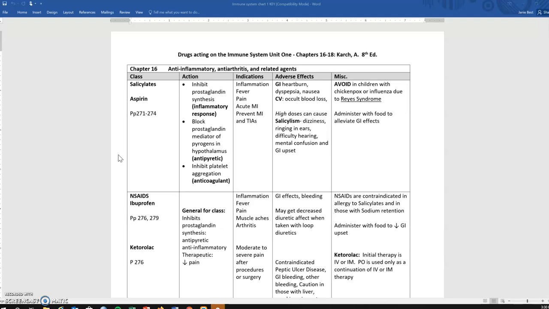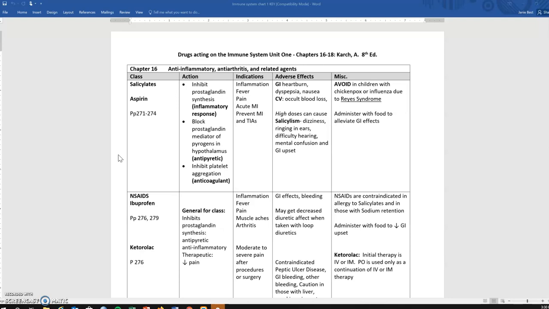There are many types of drugs that impact the inflammatory response, and the sites of inflammatory agent action are described in a chart in chapter 16. The salicylate example that we're using is aspirin. It inhibits prostaglandin synthesis, which causes the inflammatory response. It blocks prostaglandin mediators of the pyrogens in the hypothalamus and acts to reduce fever as an antipyretic. And it can also act as an anticoagulant by inhibiting platelet aggregation.